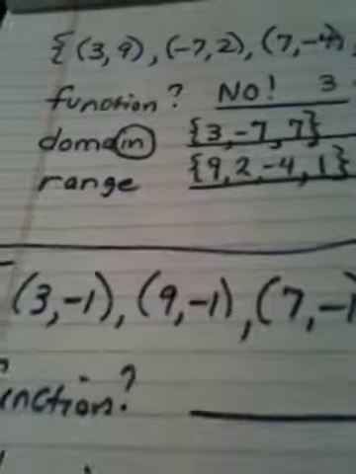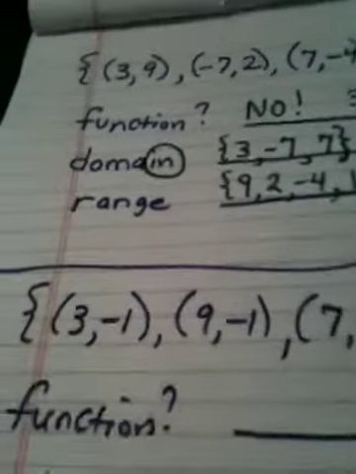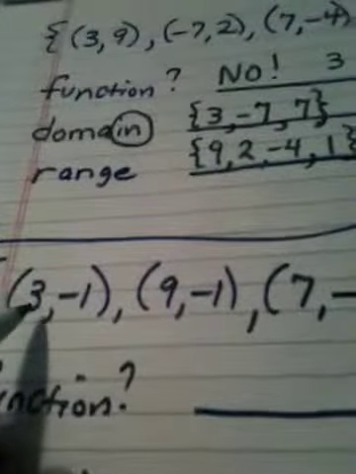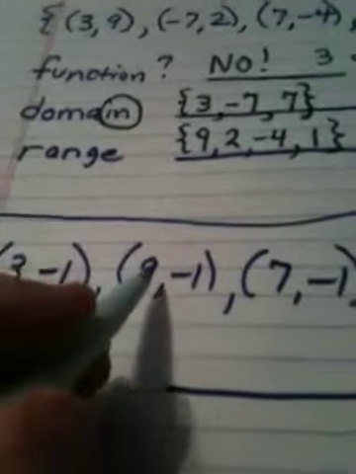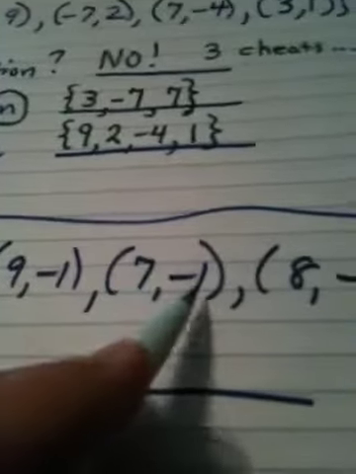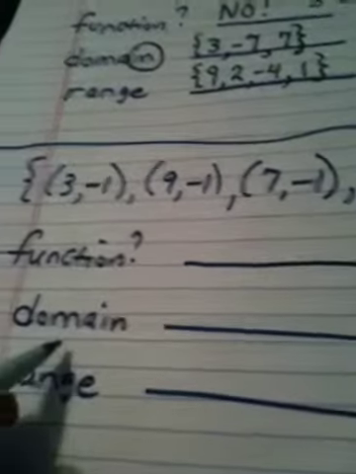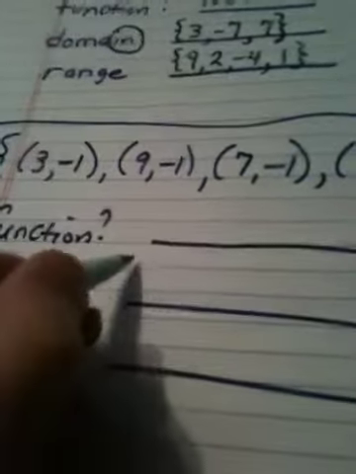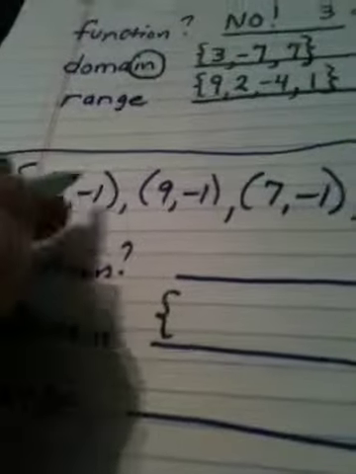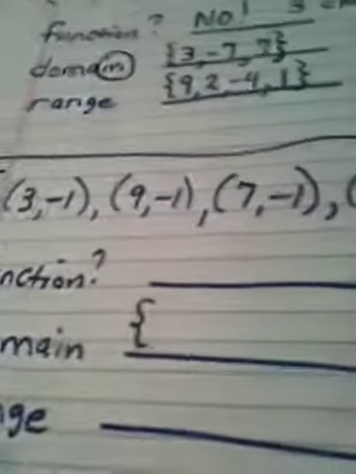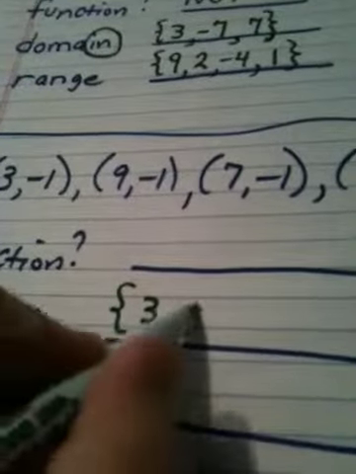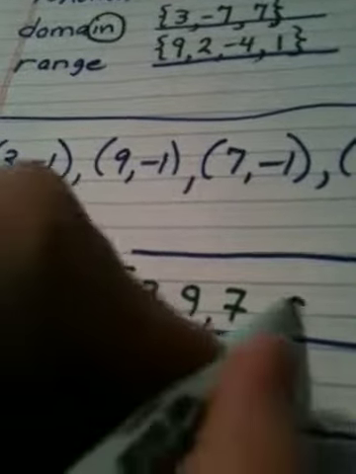All right, now let's look at this next example. Question: is this relation a function? Well, (3, -1), (9, -1), (7, -1), (8, -1). First of all, let's list the domain. The domain is the set of all inputs. So that would be 3, 9, 7, and 8. The set made up of 3, 9, 7, and 8.